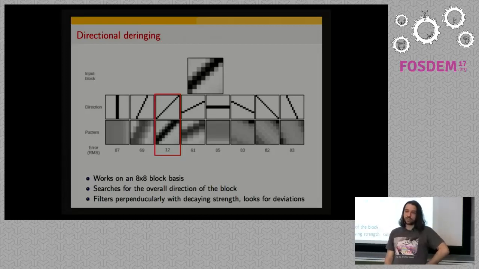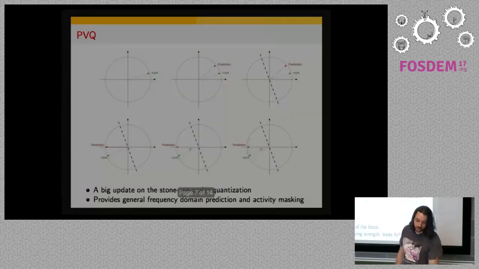So it works really well, and it gives, I think, around 2 or 3% improvements. It's also easily SIMD-able, and it has currently been enabled by default in AV1. So this tool is probably going to make it into the final version of the codec.